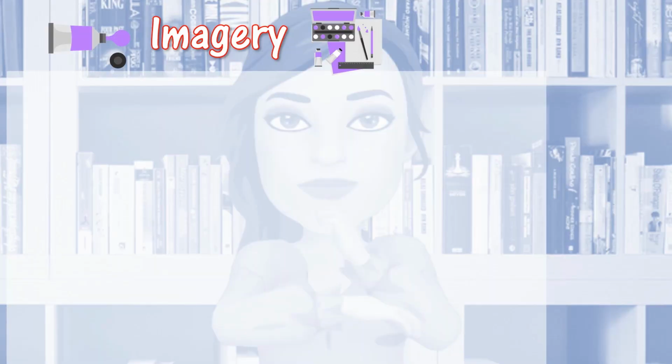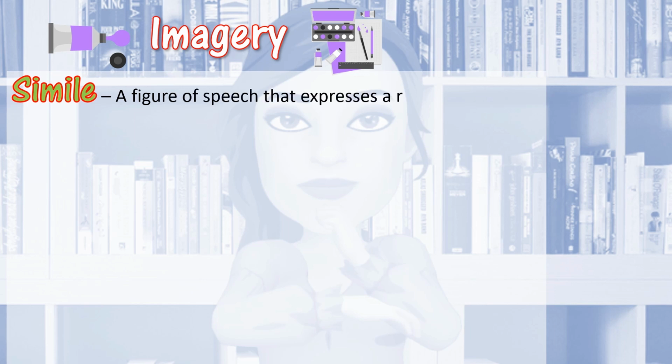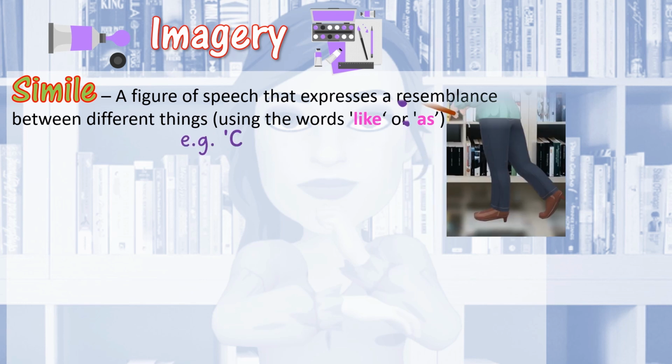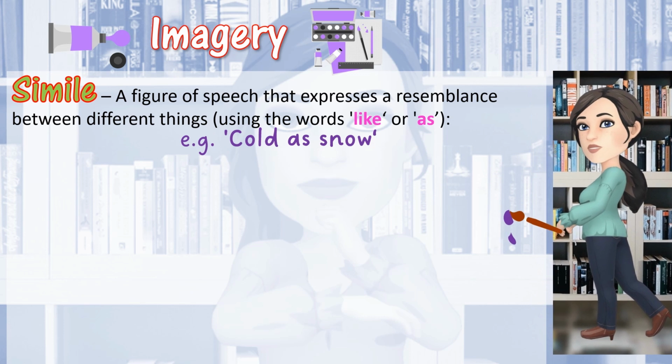So let's start to look at language devices, starting with imagery. And imagery just means when you're able to picture what's being described. So we'll start off with simile, which is a figure of speech that expresses a resemblance between different things, using the words like or as. For example, as cold as snow.